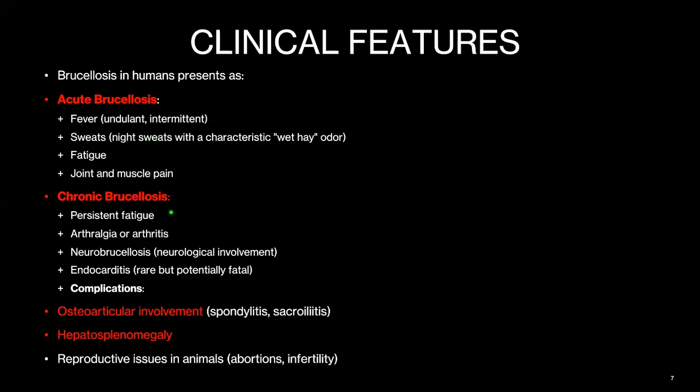Chronic brucellosis, persistent fatigue, arthralgia, arthritis, pain in the joints, neurobrucellosis, neurological involvement, endocarditis, rare but potentially fatal. Complication, osteoarticular involvement, spondylitis, and sacroiliitis, means the pain in the junction of the two bones, sacrum and the iliac bone. Hepatosplenomegaly and reproductive issues in the animals like abortions and the infertility due to the Brucella.